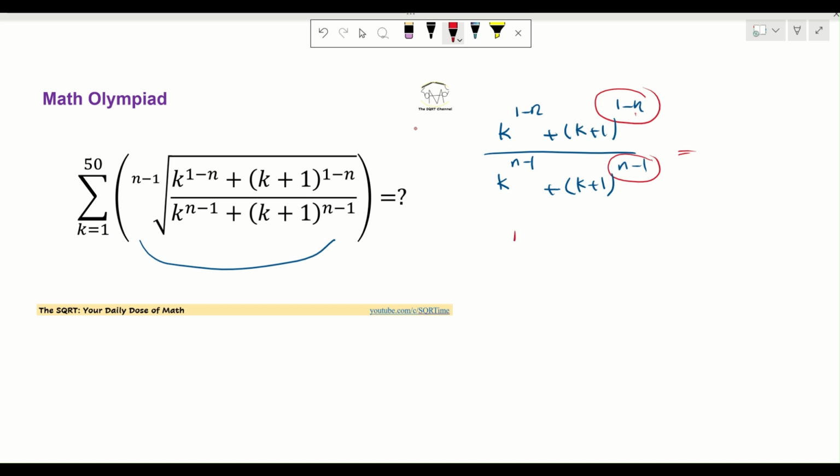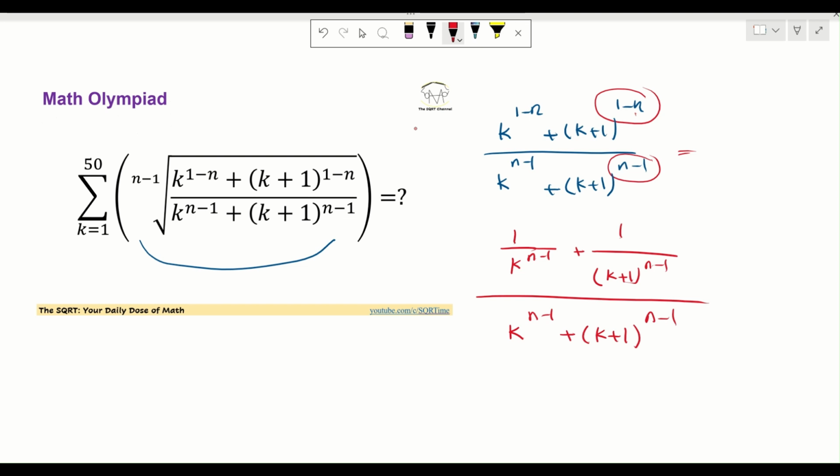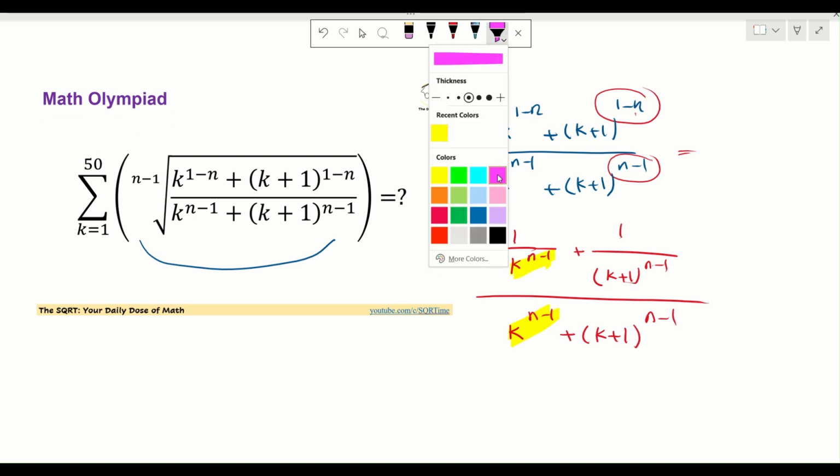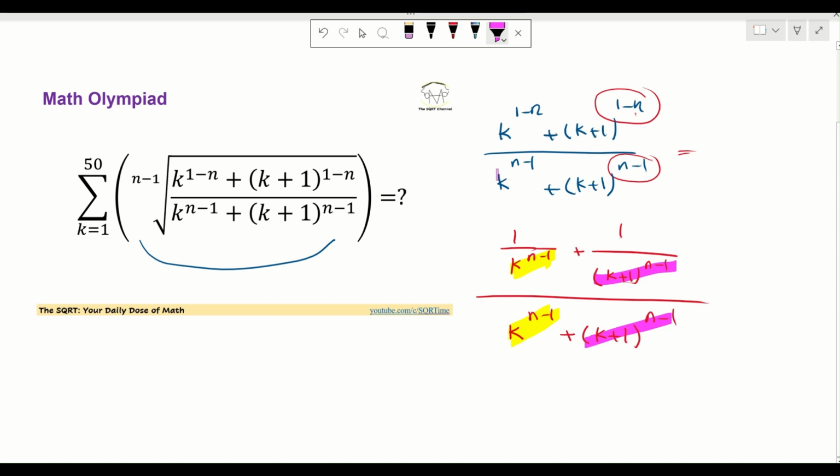So it's going to be 1 over k to the power of n minus 1 plus 1 over k plus 1 to the power of n minus 1. This is for what I have in the top of this fraction, and for the bottom I'm going to use whatever I have without any changes. So it's going to be k to the power of n minus 1 plus k plus 1 to the power of n minus 1. Now, as you can see, there are things that we can do. First of all, I have this and this are the same, and second, I have something here and here that are the same.